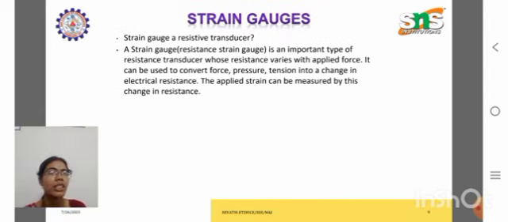Strain gauge, a resistive transducer. A strain gauge, or resistance strain gauge, is an important type of resistance transducer whose resistance varies with applied force. It can be used to convert force, pressure, and tension into a change in electrical resistance. The applied strain can be measured by this change in resistance.